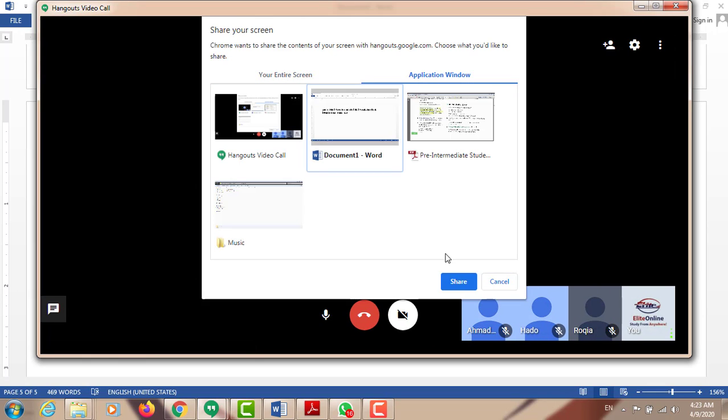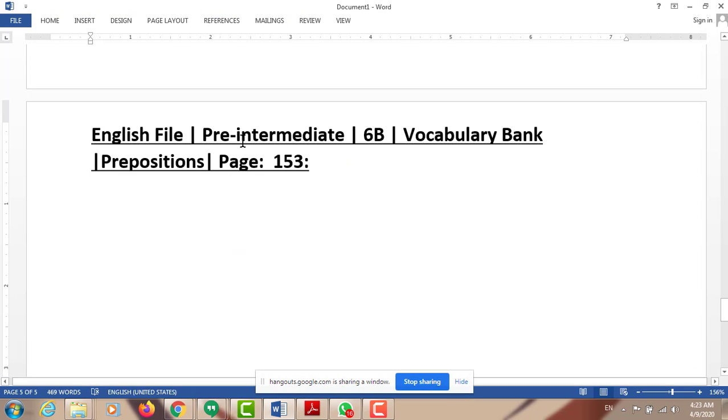Today we're talking about prepositions. It's English File Pre-Intermediate, unit 2B. Yeah, it is unit 2B. So today we are talking about prepositions.